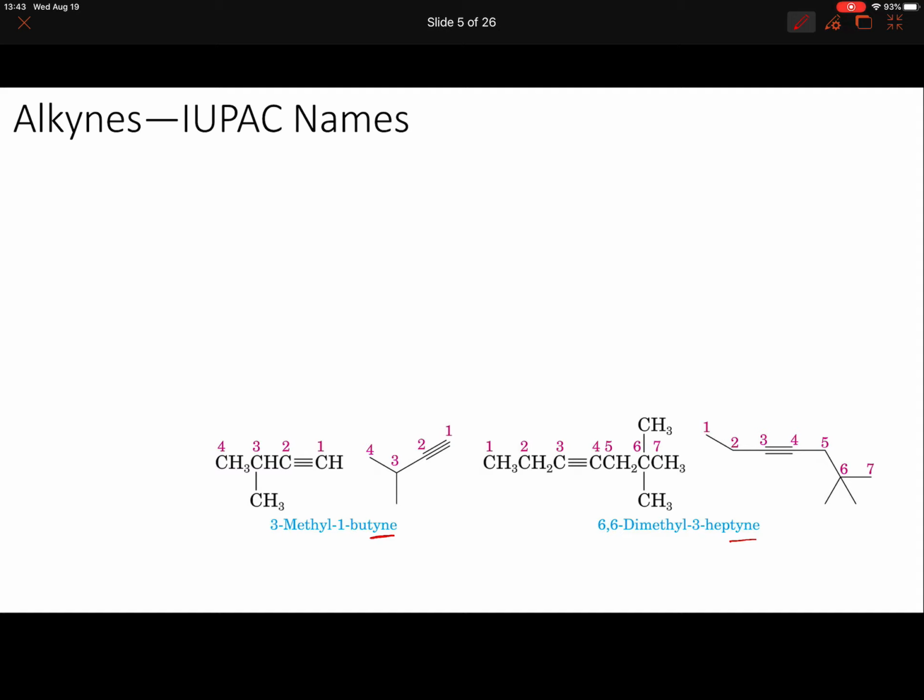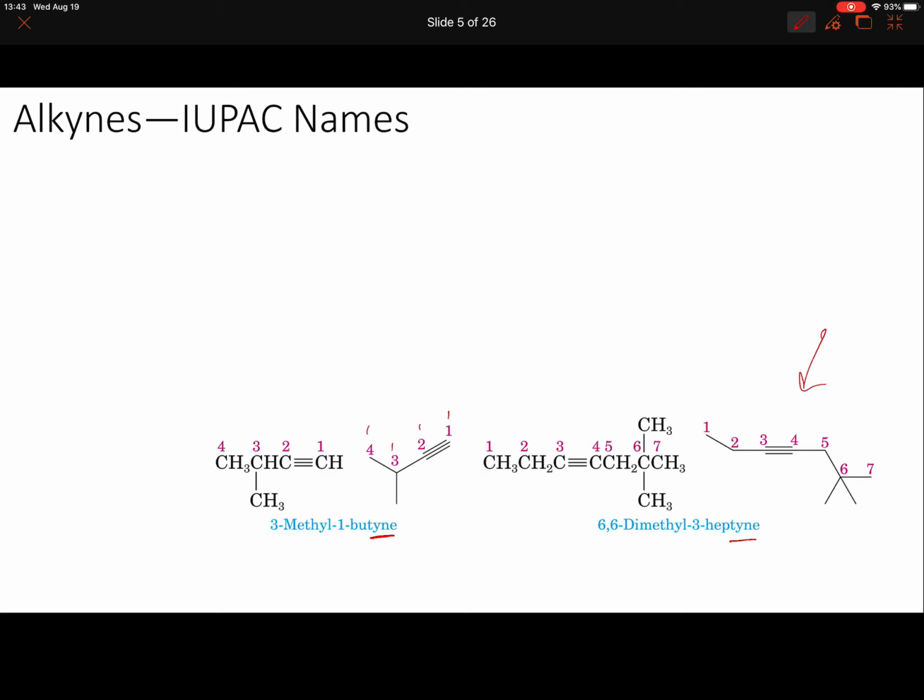So for this first example, we can see that 1, 2, 3, 4, it's a butene because it's 4 carbons. Butene, it's 1-butene. And on the number 3 carbon, we have a methyl. So 3-methyl-1-butene.